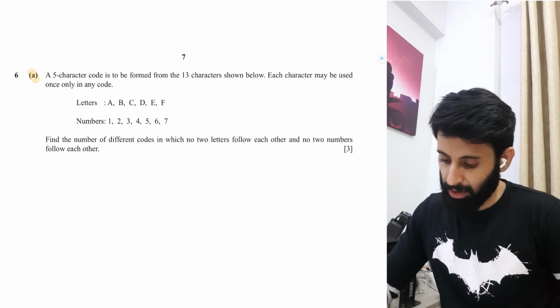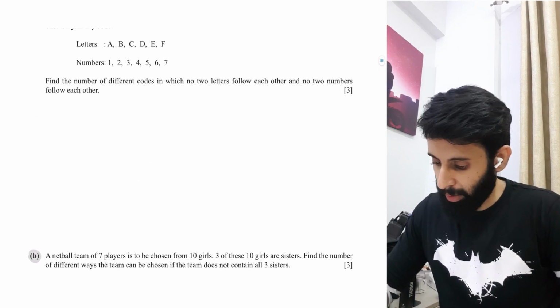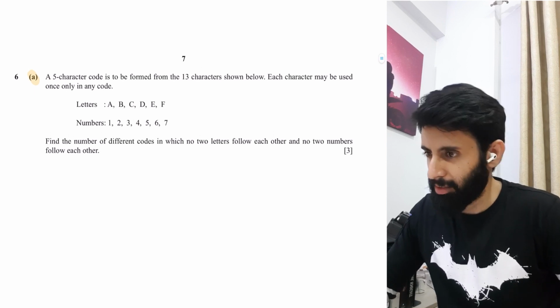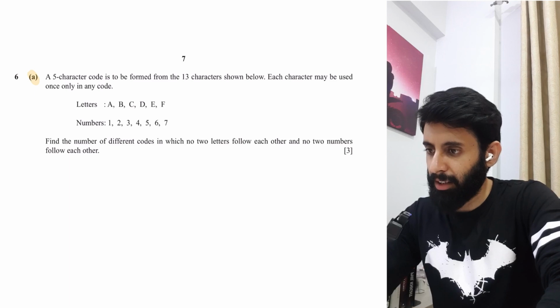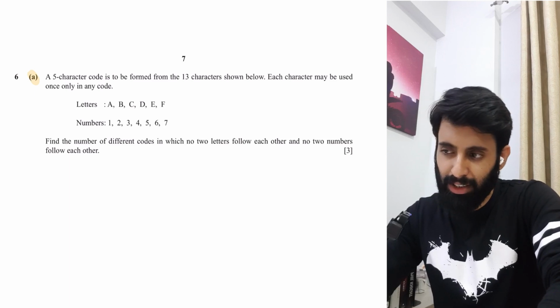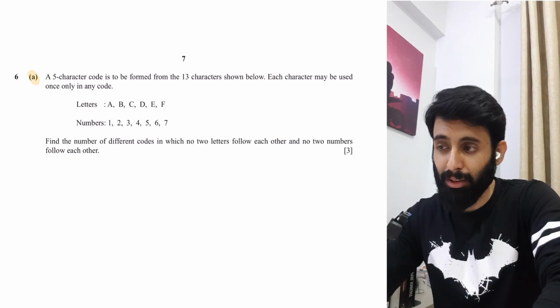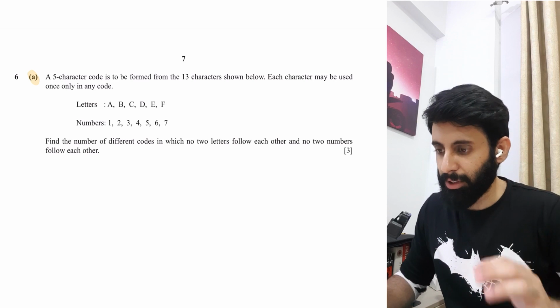So here's question number 6, part A. This, I should mention, is from October-November 2018, paper 2, variant 2. I've highlighted it orange or yellow, which means that this deals with selecting objects with restrictions. As I mentioned earlier, you can come across these kinds of questions when you're dealing with making codes or making numbers, and that's exactly the situation over here.